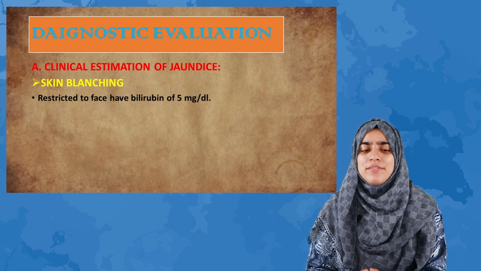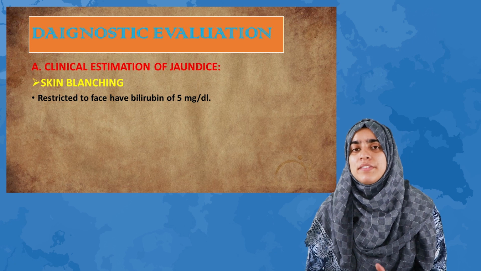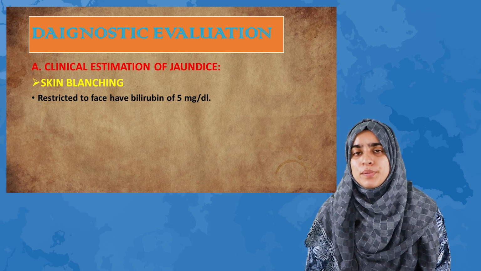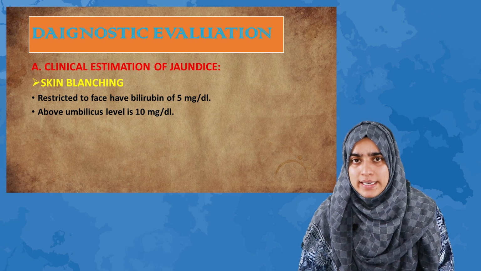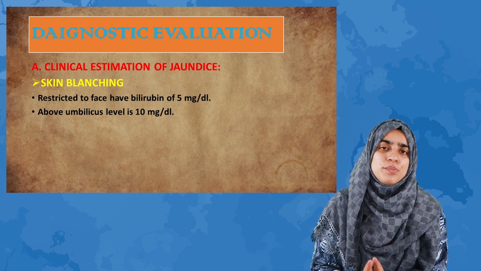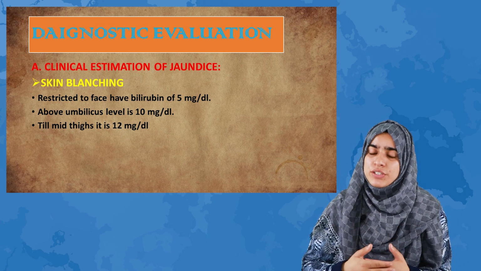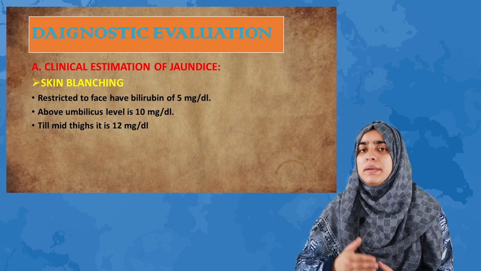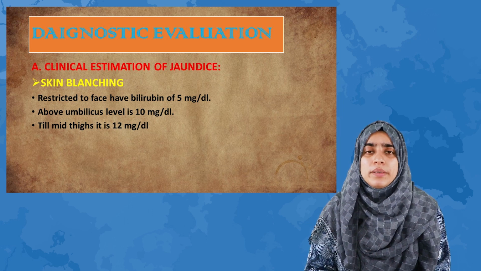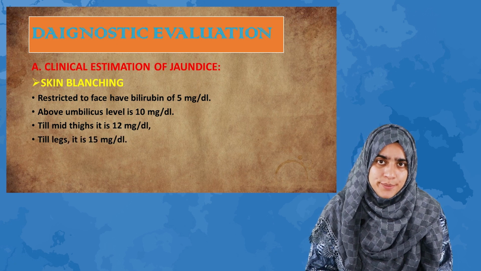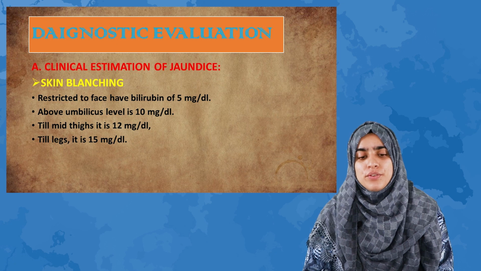The infants who have this dermal icterus confined to the face only will have a bilirubin of 5 mg per deciliter. And if the area above the umbilicus is involved, then the level of bilirubin will be 10 mg per deciliter. And if the discoloration is seen up to the mid thighs, then definitely the level of bilirubin will be 12 mg per deciliter. And if it is seen till the legs, then it will be more than 15 mg per deciliter.